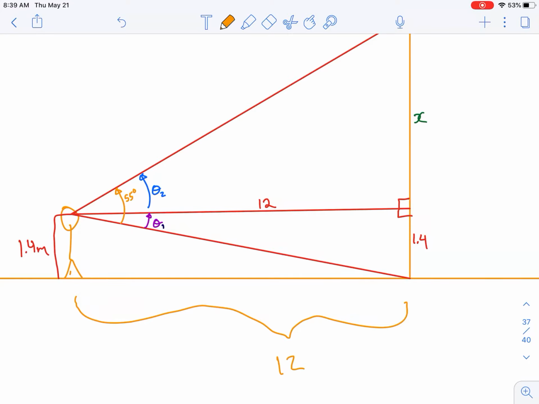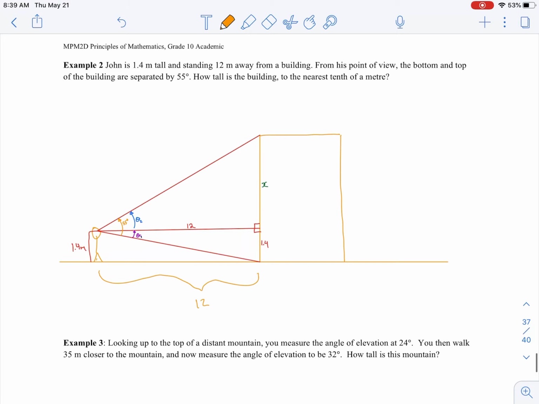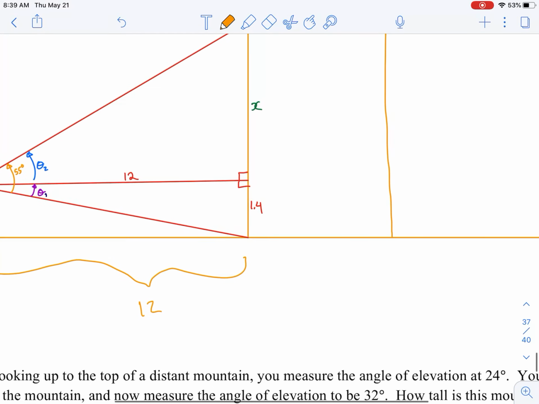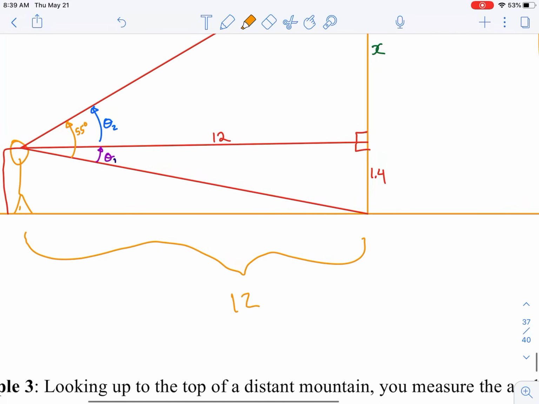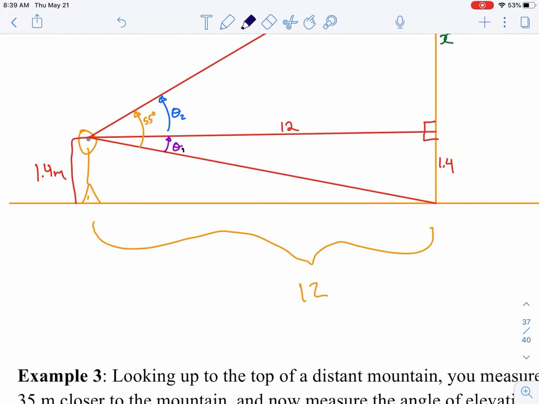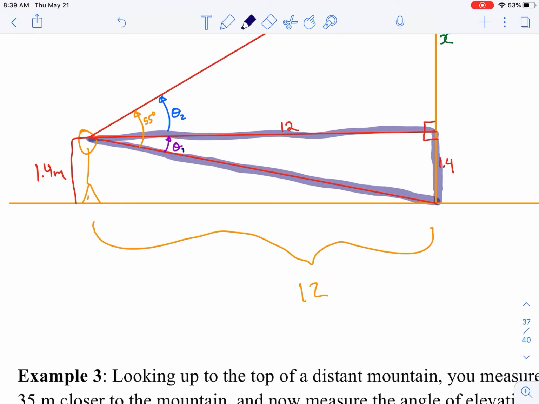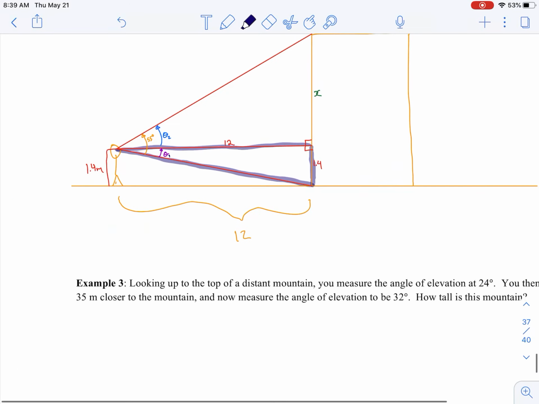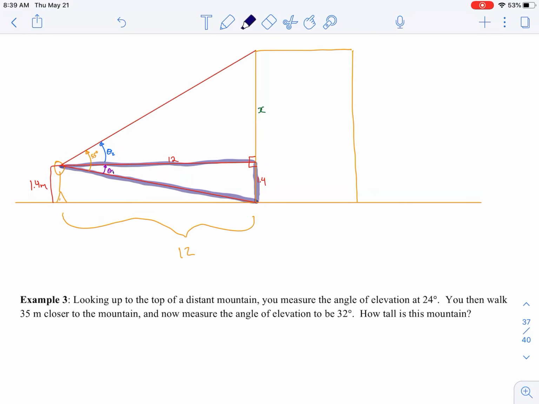I want 2 different angles because I saw I could make 2 right triangles here and make this problem a little easier. How tall is the building to the nearest tenth of a meter? So I want to look at this bottom triangle first. I'm going to highlight this bottom triangle. Let's go purple here. So from John to the building and straight down, all buildings in math problems are 90 degrees to the ground. And we see that line of sight is parallel to the ground. So we've got a right angle triangle here that has 12, 1.4, and an unknown theta 1.